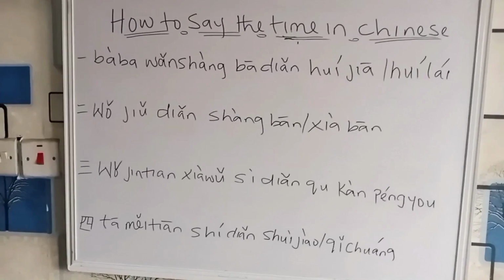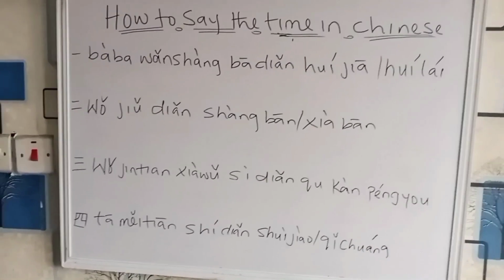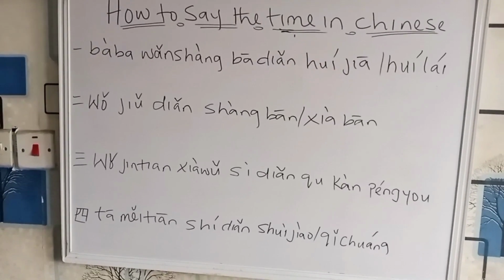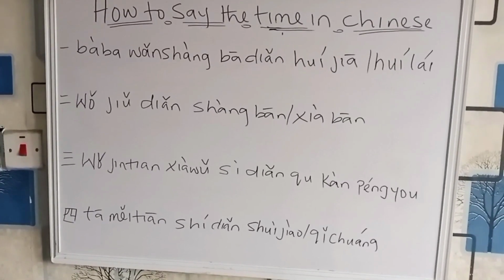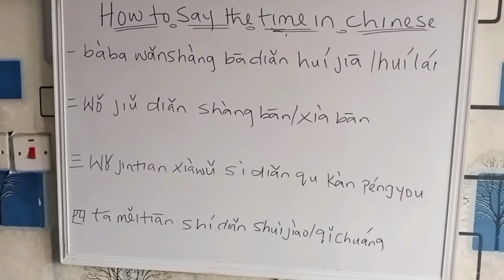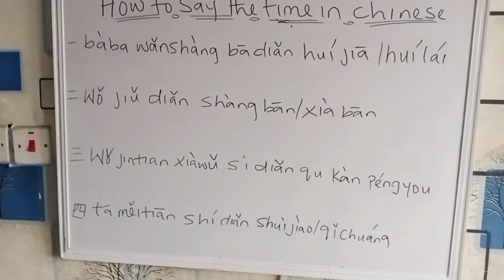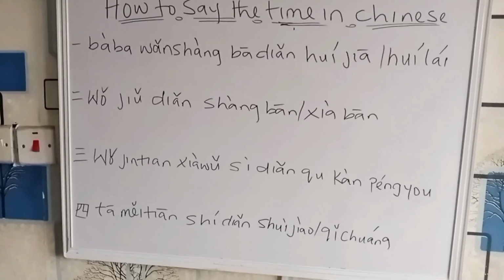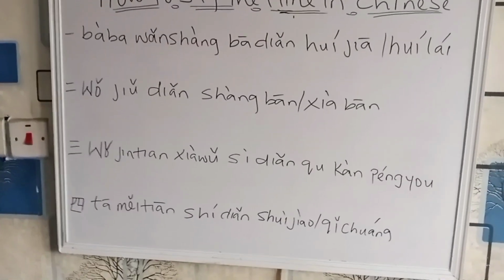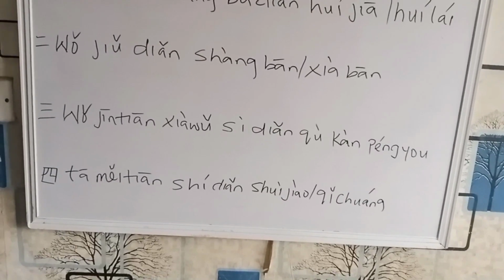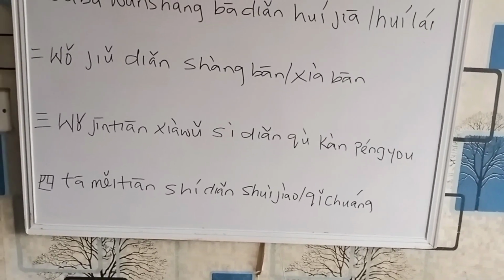上学 is to go to school. 下学 is to close from school. So if I ask you 你几点上学, I'm asking you what time are you going to school? 你几点下学, I'm asking you what time are you closing from school? 你几点上班, what time are you going to work? What time do you go to work? 你几点下班, what time do you close from work? Is that clear? The third one is 我今天下午4点去看朋友.